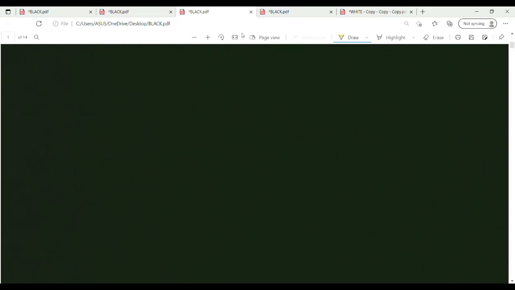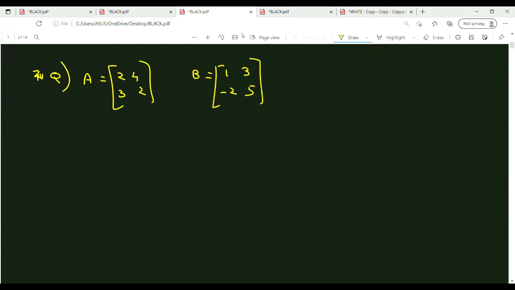So let's say we have a matrix, sorry, it's not 4, it's question number anything. So let's say we have a matrix A: 2 4 3 2, and we have a matrix B, let's say 1 3 minus 2 and 5. Now we are supposed to multiply AB. So what will we get? First of all, you can see that A is 2 cross 2 and B is 2 cross 2. The resultant matrix will be of order 2 cross 2.